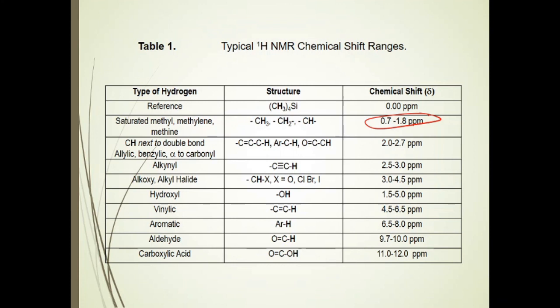in particular the hydrogens. Typically between 2 to 2.7, we see CH that's next to a double bond, so allylic or benzylic, or the CH next to a carbonyl. Peaks out around 3 to 4.5 is typically where we see our alkoxy, or aromatic region, out around 6.5 to 8 ppm. So we would apply that to our spectrum.